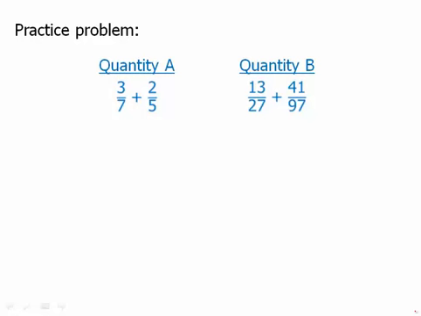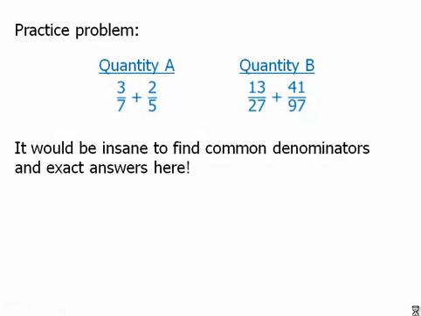But the big idea is, it would be a huge mistake to try and figure out exactly what does quantity A equal, exactly what does quantity B equal. It would be insane to find the common denominators, to find the exact answers. That's not what the question is about. And the people who actually do those calculations, let me figure out exactly what quantity A equals, let me figure out exactly what quantity B equals, have fallen into a trap, because that's not what the question is about.